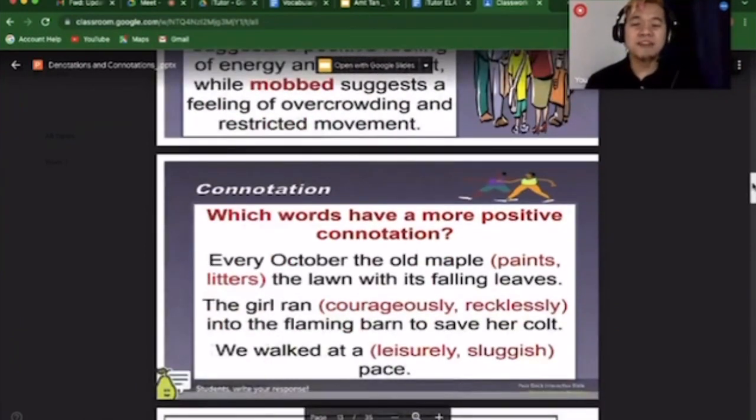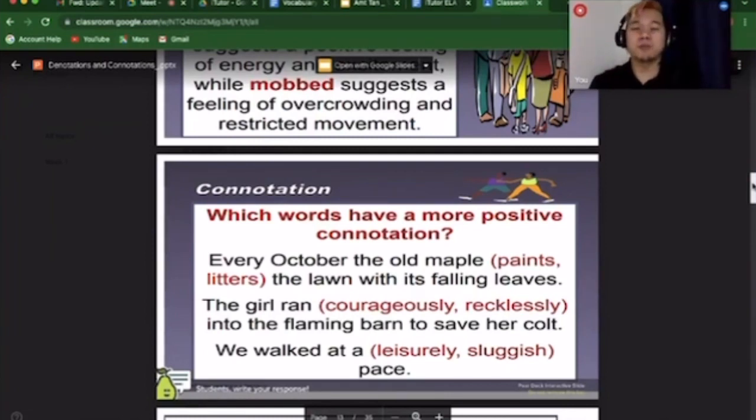Now, here, let's have this practice questions for you. Which words have a more positive connotation? So, every October, the old maple paints, litters the lawn with its falling leaves. All right, Elvis, what's your answer? Paints? All right, good job on that. LV, can you please answer this for me? The girl ran courageously, recklessly into the flaming barn to save her colt. So what's the answer?